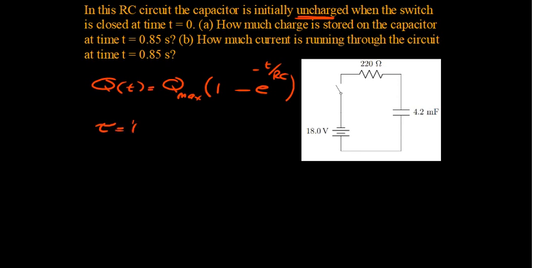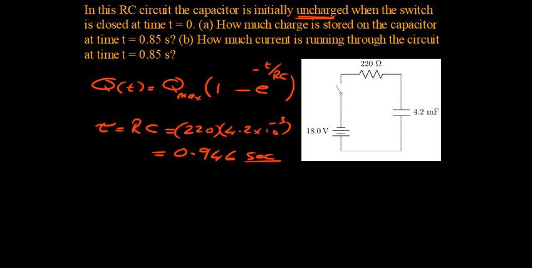So the time constant, which is R times C, that will be 220 multiplied by 4.210 to the power minus 3. And if you do the calculation for this one, it will give you 0.946 seconds. So that's the first time constant for this RC circuit. As a definition, this is the time required to fill this capacitor with 63.3% of the maximum charge that can be stored in this capacitor.